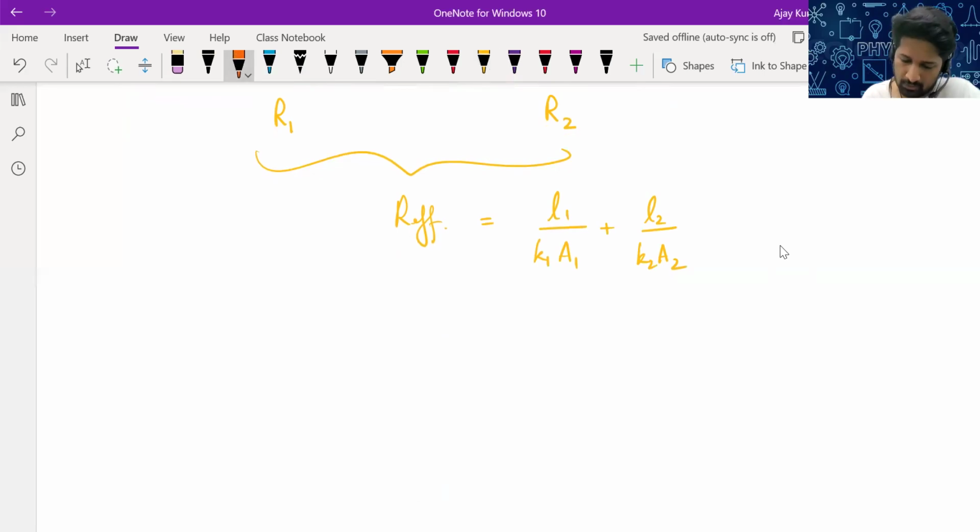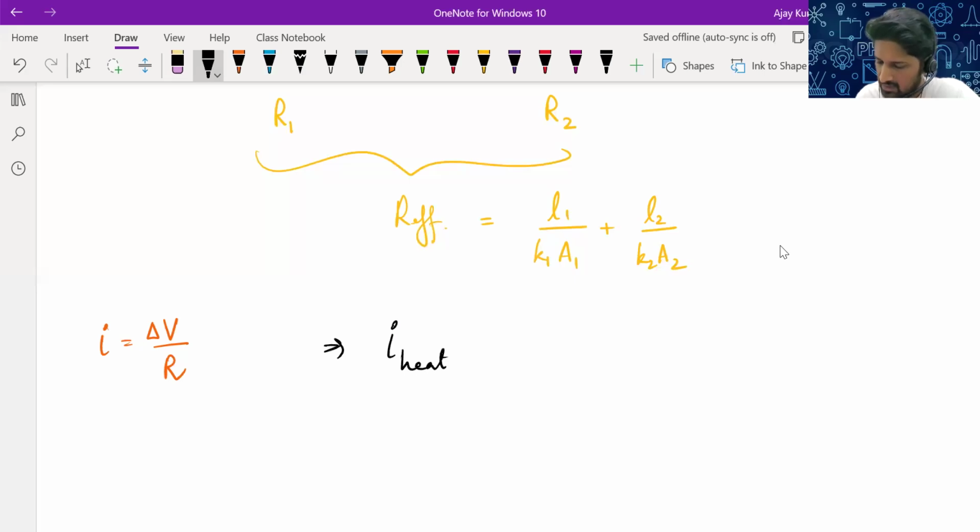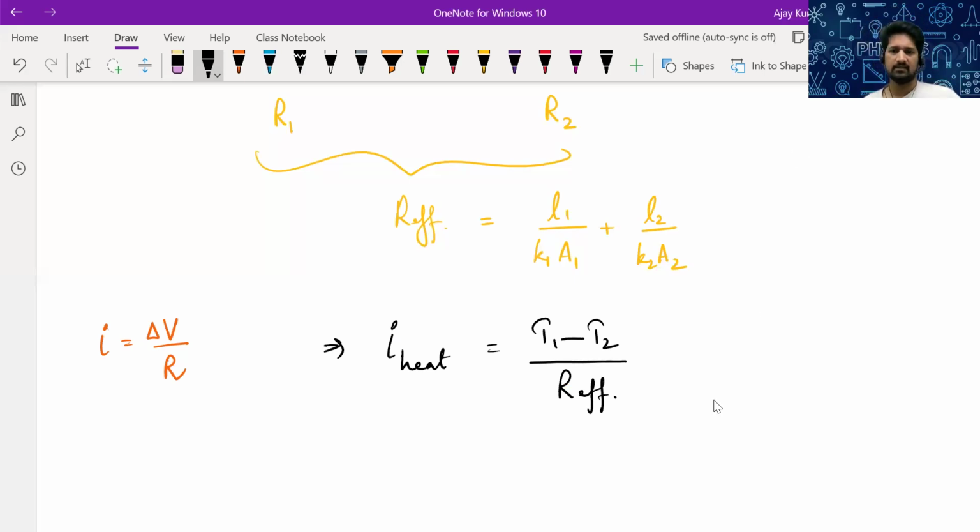Once you know effective thermal resistance, you can directly write the heat current. How? Go back to Ohm's law. V is equal to IR, so I is equal to V divided by R, or delta V divided by R. Similarly, you can write heat current. The overall heat current in the combination of conductors is equal to, in place of potential difference, temperature difference, so T1 minus T2. You don't have to find out the junction temperature at all. Divided by, in place of R, the effective thermal resistance. It will be a lengthy, complicated equation, but you can write it directly like this. So this is another way to solve such problems when multiple conductors are connected.